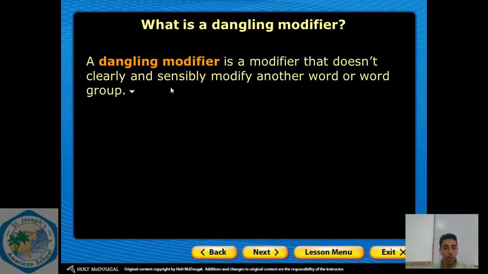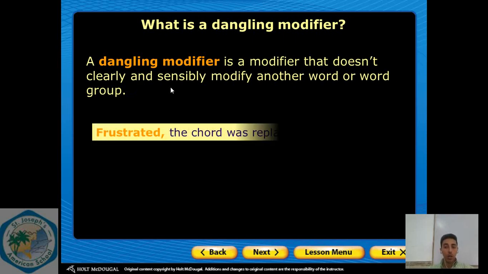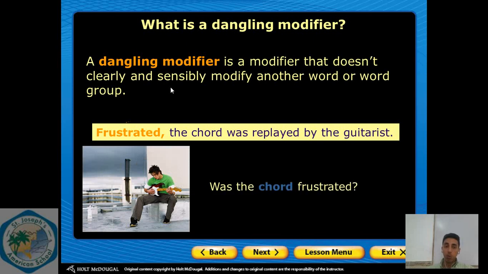A dangling modifier is a modifier... please take notes, write this down. I'll check your copybooks when you are back, and you will be having a quiz on this on Tuesday. A dangling modifier is a modifier that doesn't clearly and sensibly modify another word or word group. If you don't remember what a modifier is, please check the previous videos, because you will find it challenging to understand this lesson without understanding the concept of a modifier.